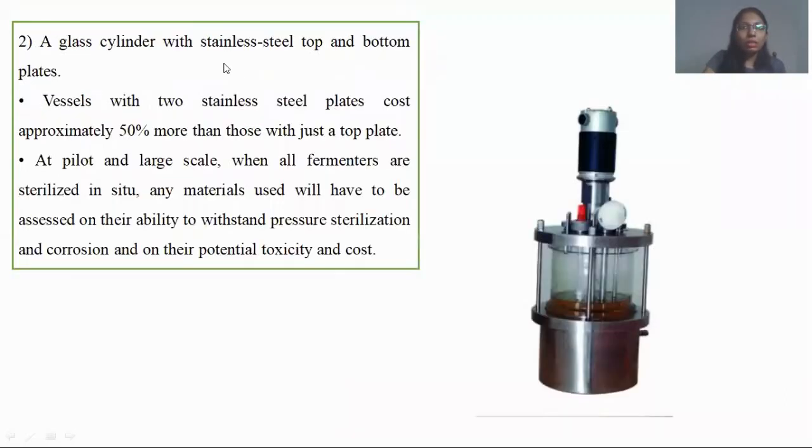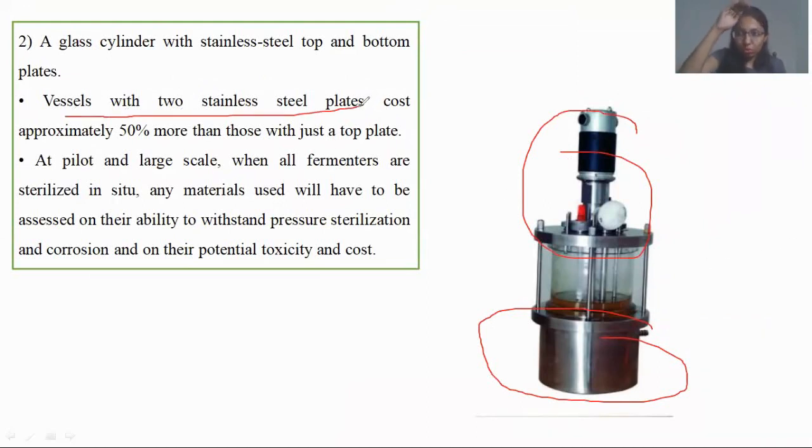Now there is another thing. It is still a glass vessel, but you can see that the bottom is also made up of stainless steel and the top is also made up of stainless steel. But vessels with those two stainless steel parts approximately cost 50% more than just the top plate that we have seen in the previous one.